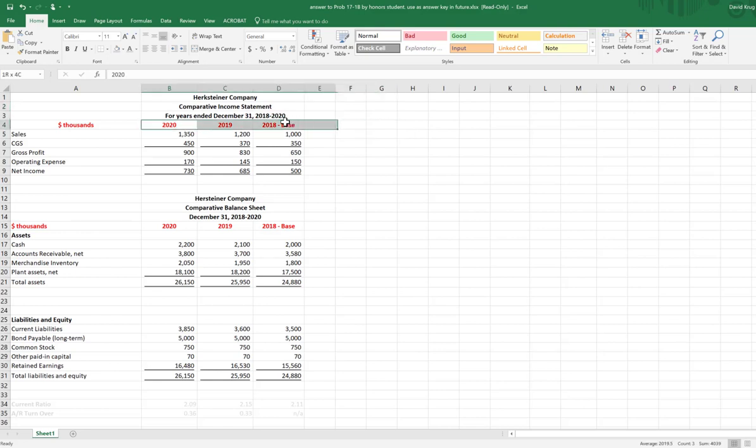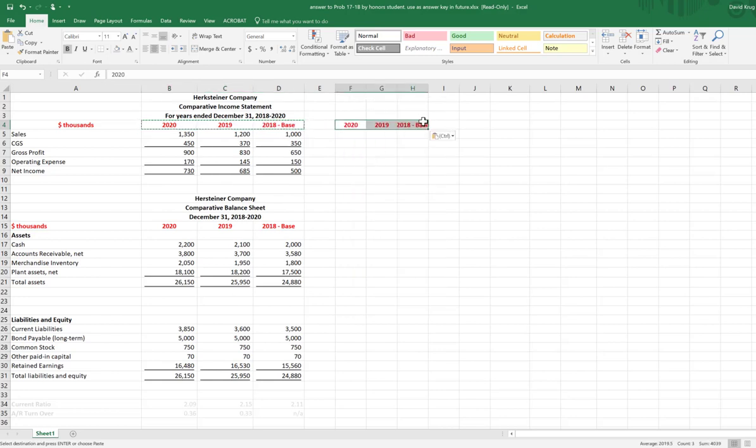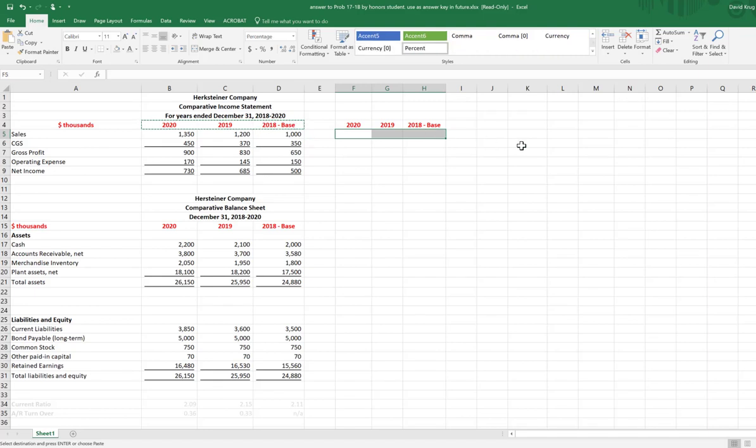So if this is where your years are with raw data, then I'm going to do a copy. This is where you want your years to be in regards to your horizontal analysis. Okay, same way with this. If sales is here, then sales analysis is going to be over here.